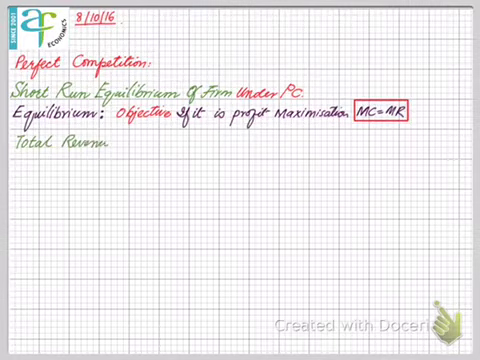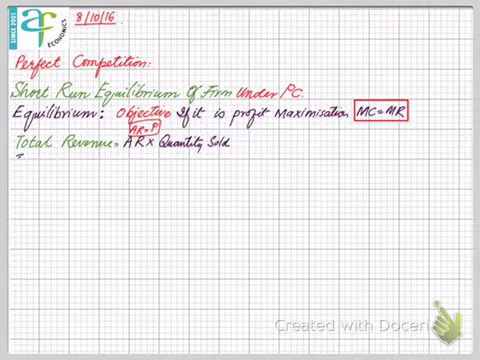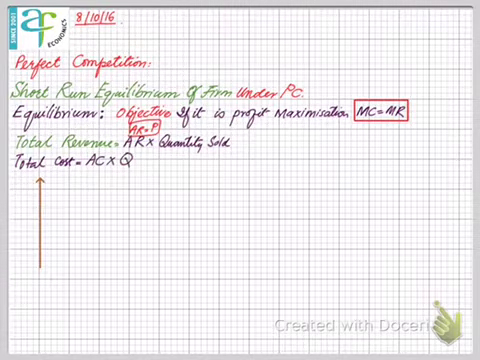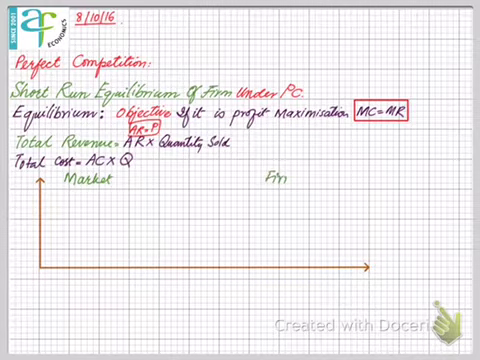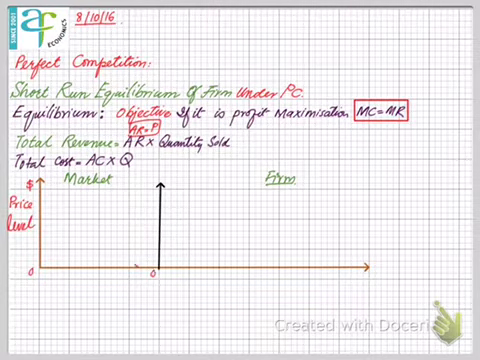Total revenue of the firm can be calculated as the product of average revenue and the output sold. And average revenue is always equal to price. Total cost of the firm can be calculated as the product of average cost and output. Firms are price takers, so they follow prices determined by the market, and the market determines price with the help of market forces of demand and supply.